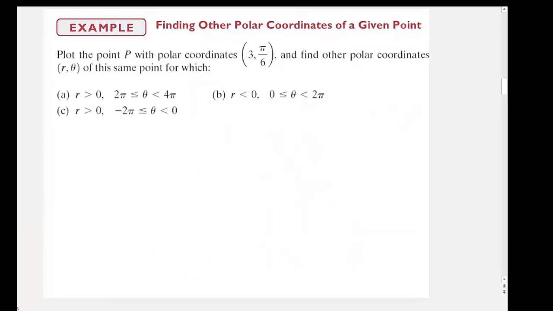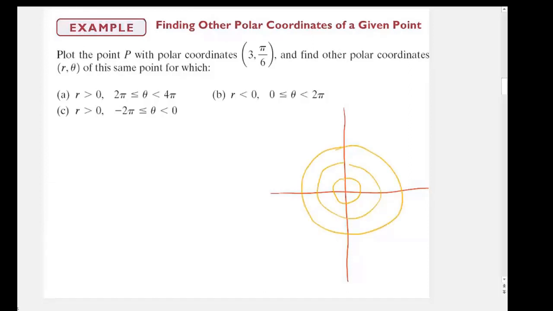Now it says plot the point P with polar coordinates 3, pi over 6. So let's make a little graph over here. And again, I need 1, 2, 3 circles. And we'll make this point right here pi over 6.